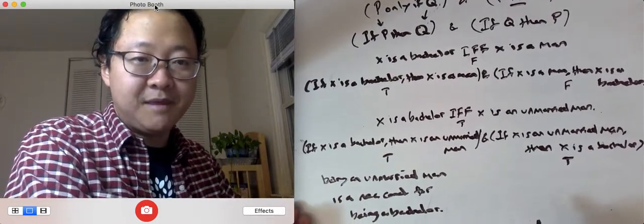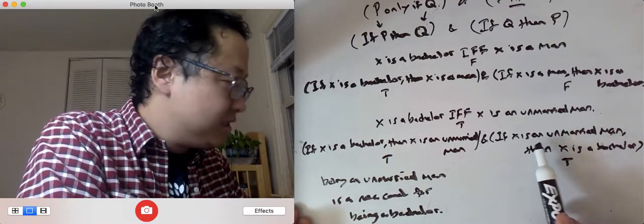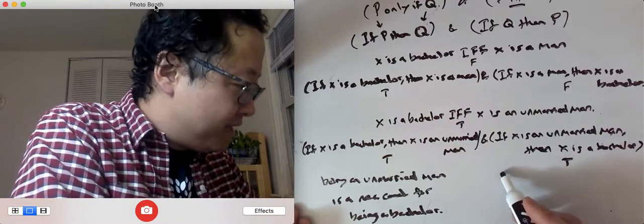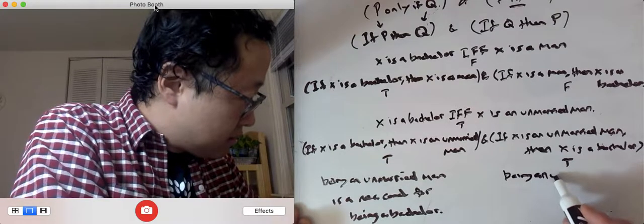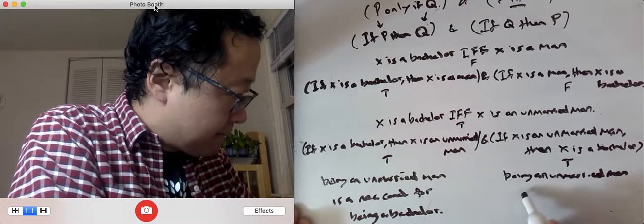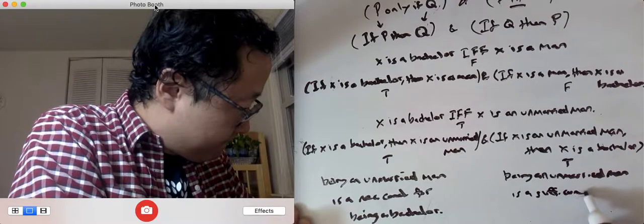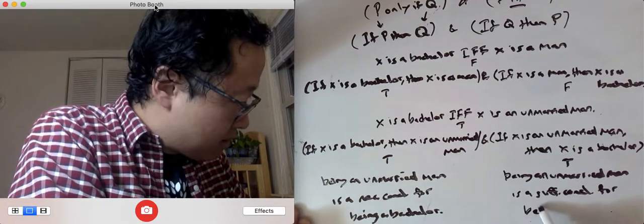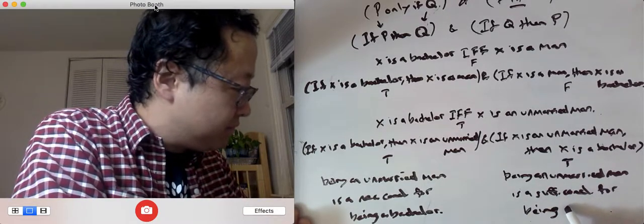And we're also saying here, let's state this as sufficient conditions, being an unmarried man is a sufficient condition for being a bachelor. So being an unmarried man is a sufficient condition for being a bachelor.